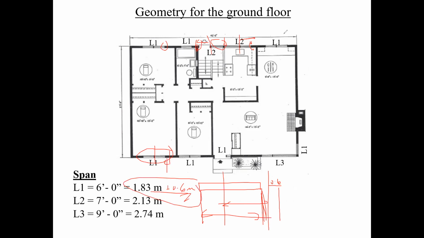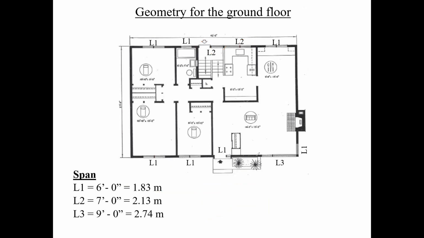I hope everybody can appreciate that. So these are the dimensions I want you guys to use. I did this purposely because if you're going to use a graphic scale, you're all going to end up with different values. This for me is good enough for all practical purposes. And therefore I want you to use 6 feet for lintel number 1, 7 feet for lintel number 2, and 9 feet for lintel number 3. And lintel number 3 is only here, lintel 2 is here, and the rest you consider them to be lintel number 1.